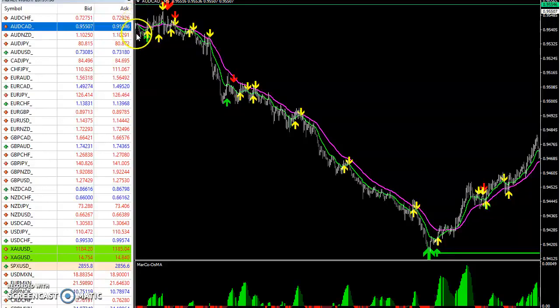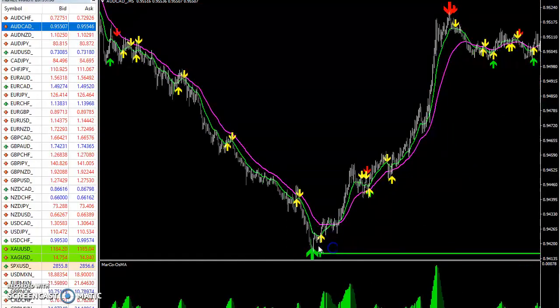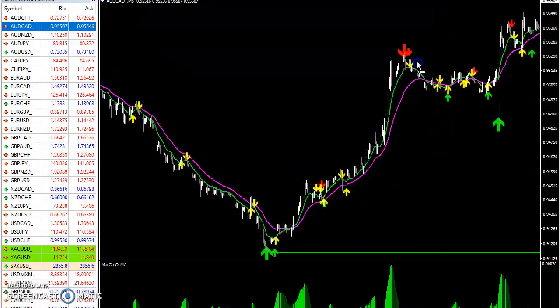Okay, let me move this out the way. Again, it's trading made easy. 1, 2, 3, and down it went. And this is on a 5-minute chart. Same exact pair, AUD/CAD. I call them Aussie CAD. 1, 2, 3, all the way up the ladder. 1, 2, 3, down the ladder.